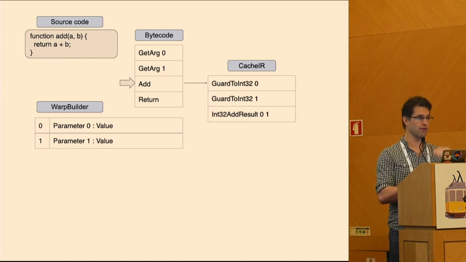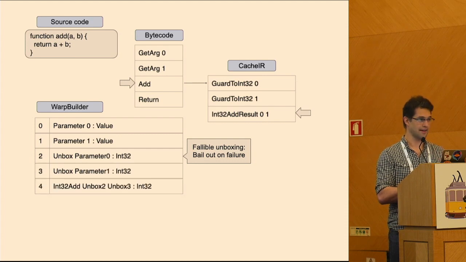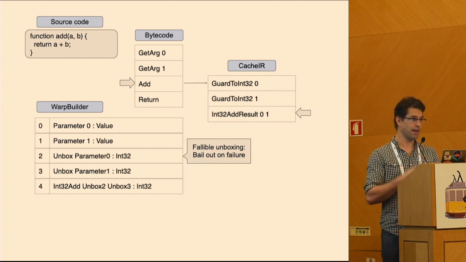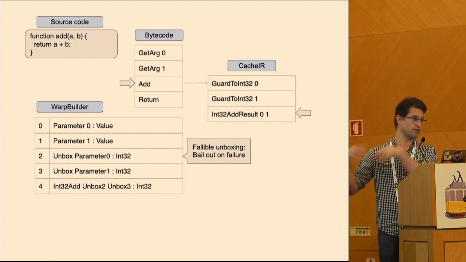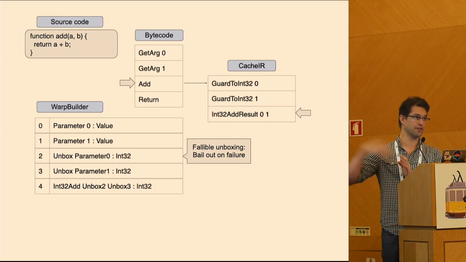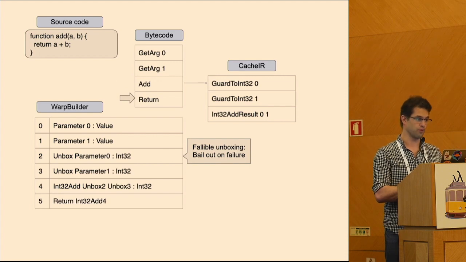Instead, all it knows is, there's an IC for this, let me go check the ICs. And it will see, I have a monomorphic case where we have done a guard to an int and another guard to an int, and then added them together. And so it will take those guards and lower them to a fallible unbox, where in the generated top-tier code, we will say, we expect this to be a 32-bit integer. We will unbox it. If it isn't, then we will bail out and learn more and then recompile again later, potentially. And then we return back to the bytecode.